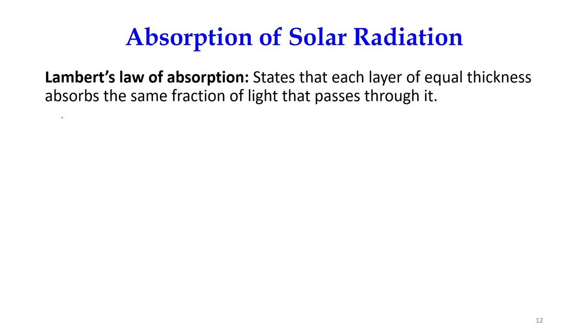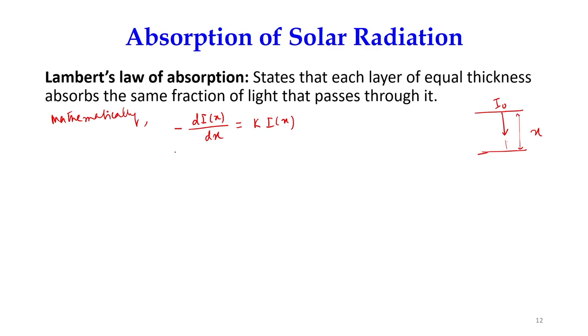So mathematically, how we can write: minus dI_x by dx is equal to k into I_x. So you can visualize something like this. If we have this layer, and this is initially at I naught, and x is in this way. So maybe this is x, okay? So if we modify this expression, something like dI_x by I_x is equal to k into dx, and minus sign will be here if we multiply both sides by minus 1.